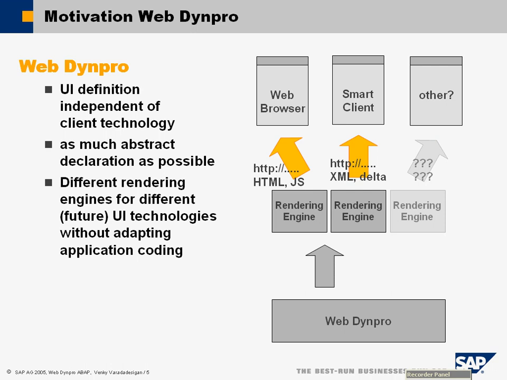Okay, so here is a little more detailed slide on the rendering technology. The Web Dynpro UI is independent of client technology. The client could be a web browser, a smart client, or we do not know what's coming up in the future. For example, Microsoft is working on some intelligent browser, a smart browser. So what's going to be the protocol for that? And will that be through HTML or any other hypertext language? So how was it done using Web Dynpro?